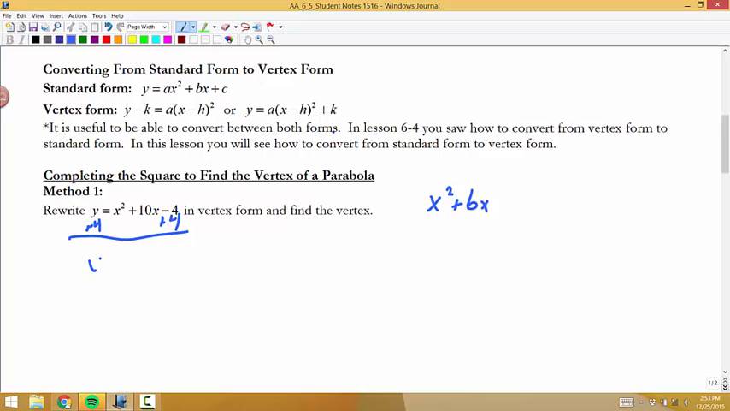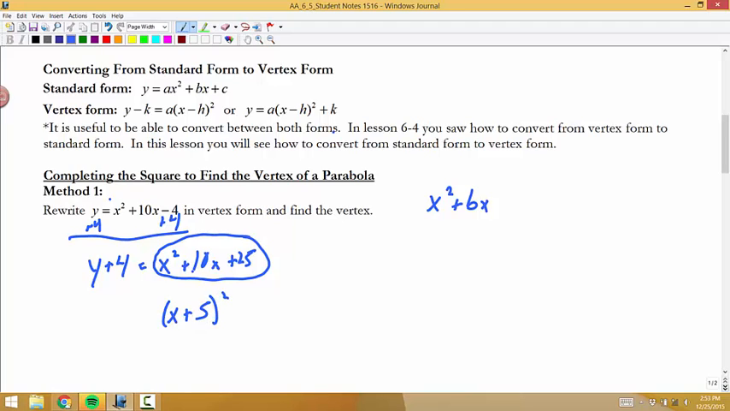If I do that, I have y plus 4 is equal to x squared plus 10x. Now I have exactly what I wanted on that side, x squared plus bx. Now I can complete the square by taking half of b and squaring it. Half of 10 is 5, and 5 squared is 25, so I add 25 here. Now I'm going to take this and write it as a square of a binomial, and I can do that by saying it's (x plus 5) squared.